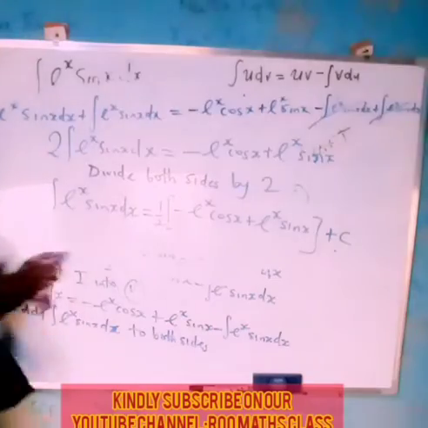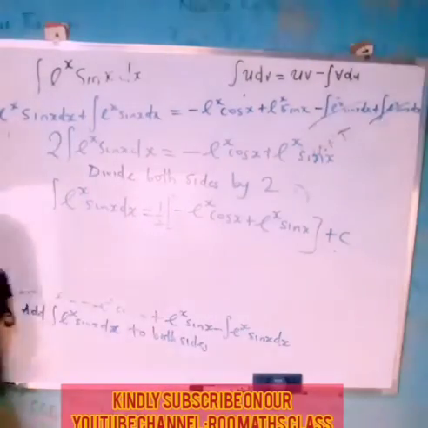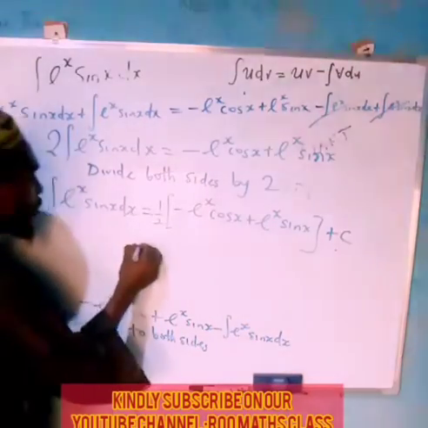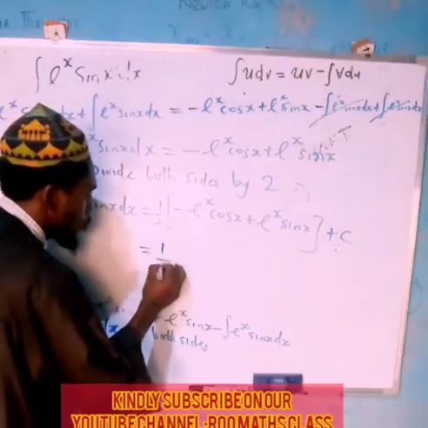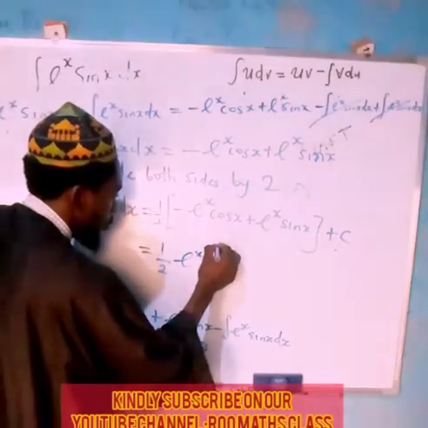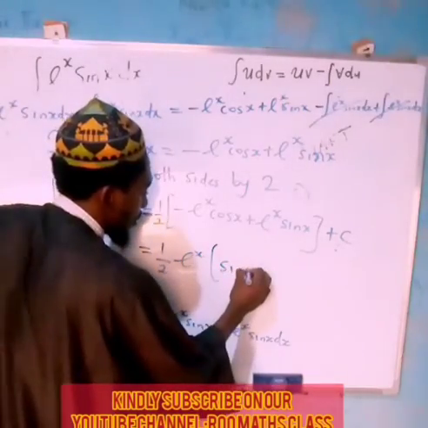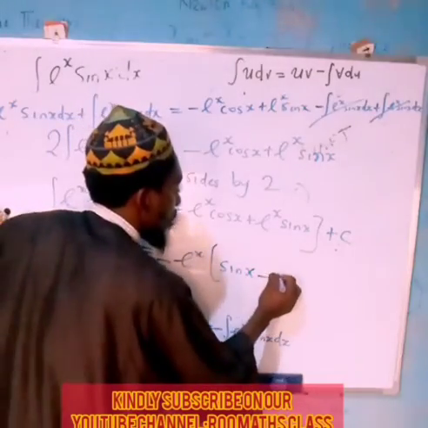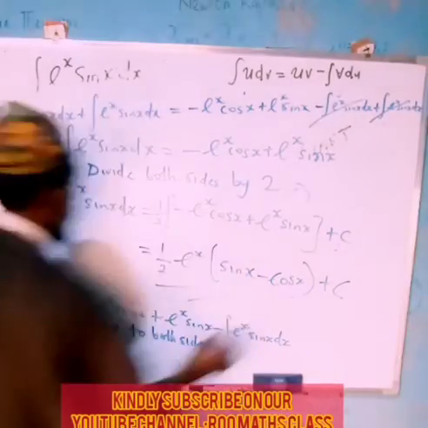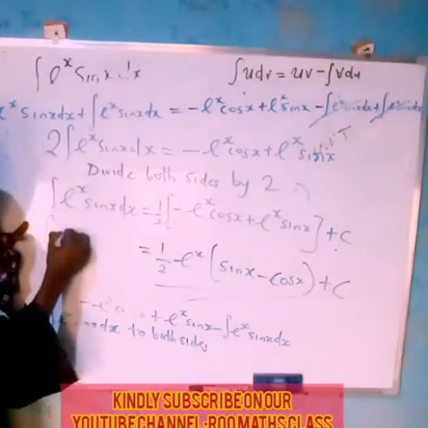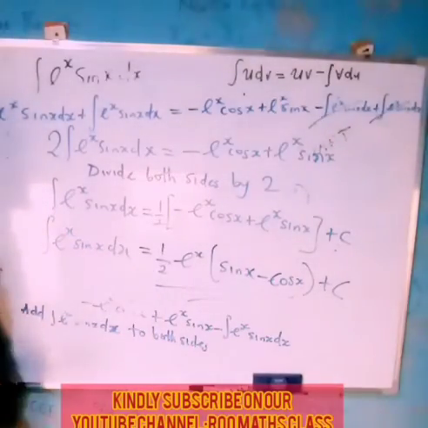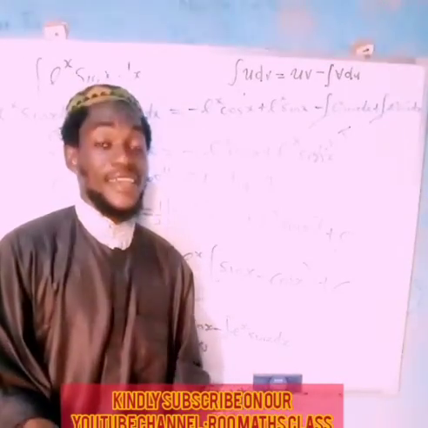Now this is the same thing as the integral of exponential x sine x dx equal to 1 over 2 of exponential x, then you have sine x minus cos x, plus c. Therefore, this is our final answer. So the integral of exponential x sine x dx equal to this. Can you see it? Math is very simple. Are you happy? Yeah, I can see that you're happy.